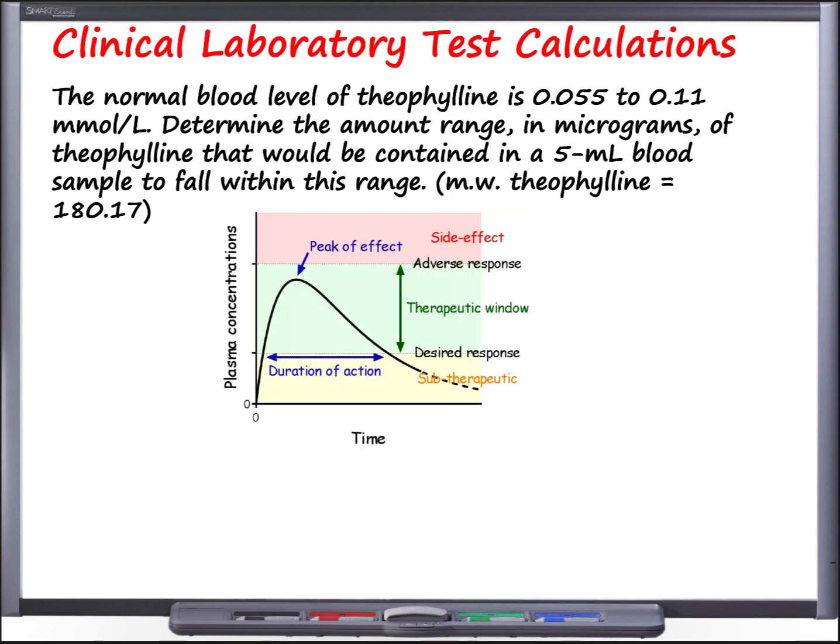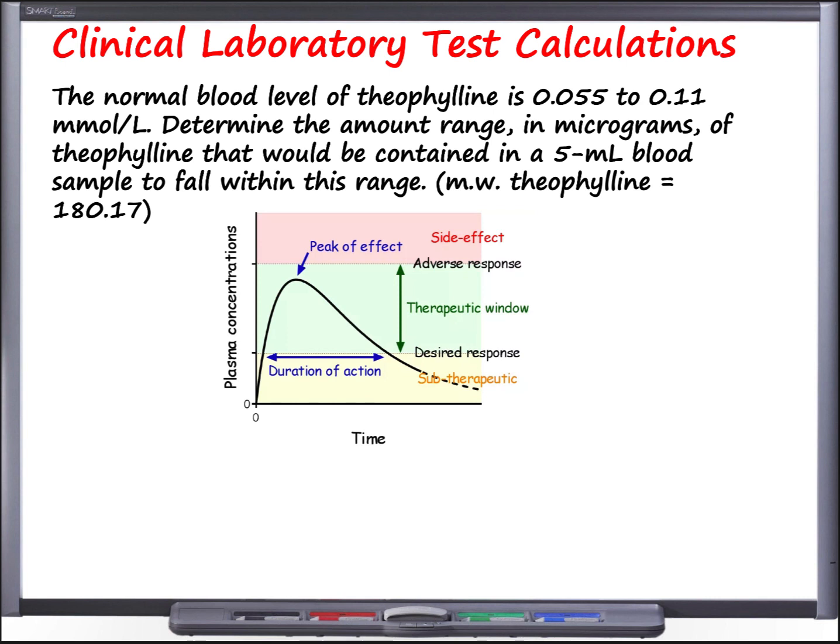Moving on, last set of calculations here have to do with clinical laboratory test calculations. And you're going to be getting all sorts of clinical laboratory values that you're going to have to read and interpret as a part of a pharmacist's job to review to make sure their drug therapy is safe. This example talks about a specific drug level for theophylline.